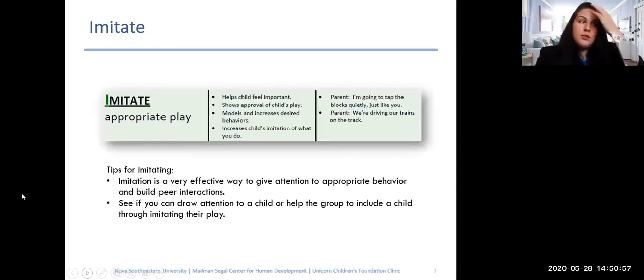So the next skill is imitate. And what we want to do with imitate is we want to be able to copy, right? We want to imitate the appropriate play. This helps the child feel important. If they see that you're following along and you're imitating what they're doing, it's almost like shining a light on their play. Rather than sometimes, like I said, some parents will try to take over the play and expand the play in a different way. It also shows that you're approving of the way that they're playing, right?